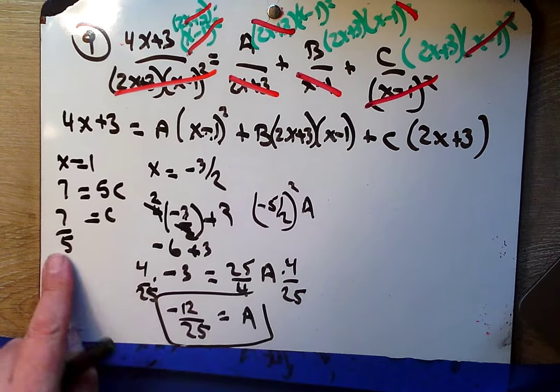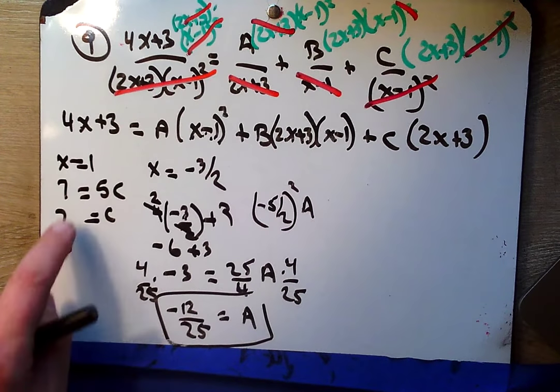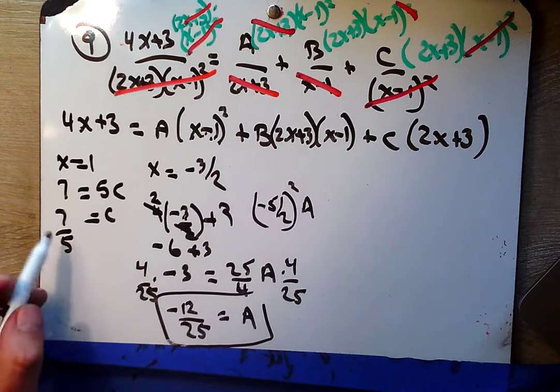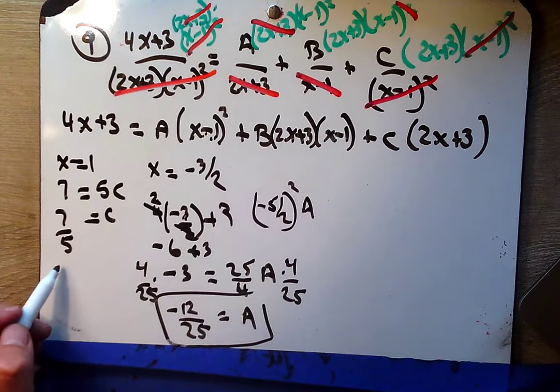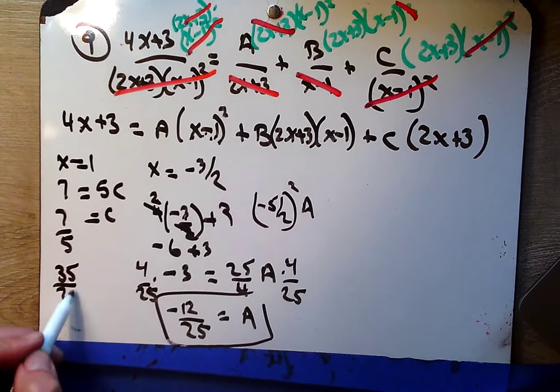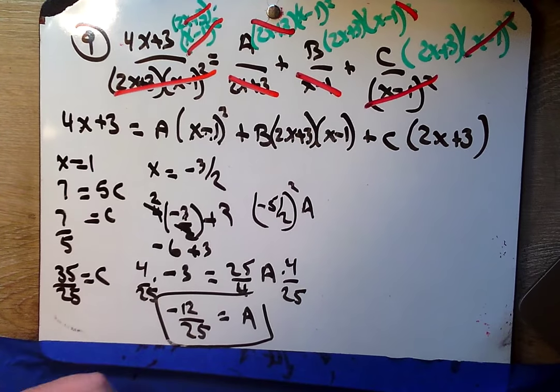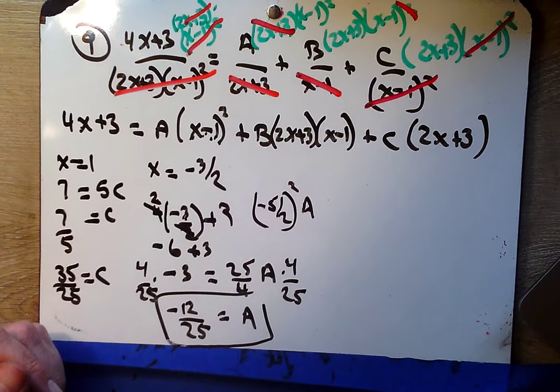And again, I'd like these to have a common denominator. I'm going to multiply top and bottom by 5 over 5. And so I'm going to have 35/25 equals c.